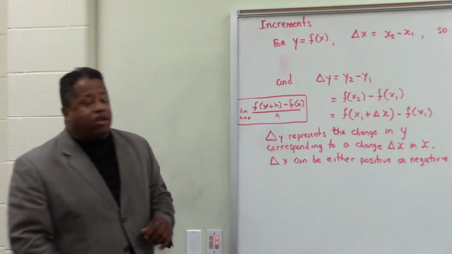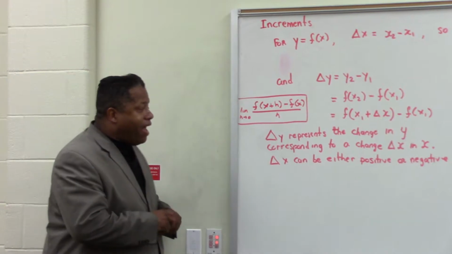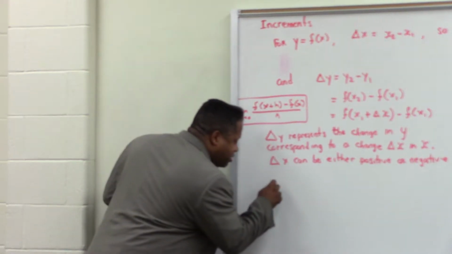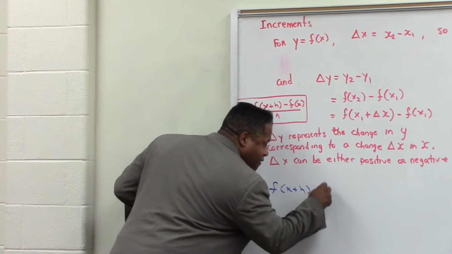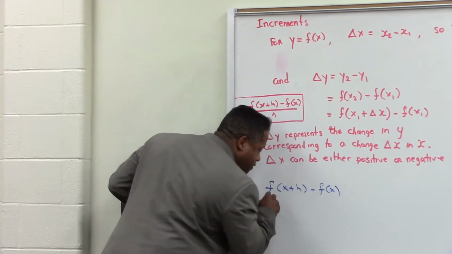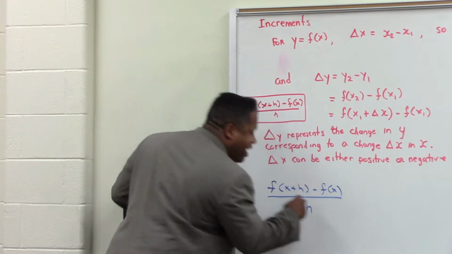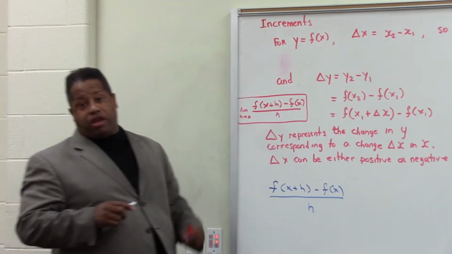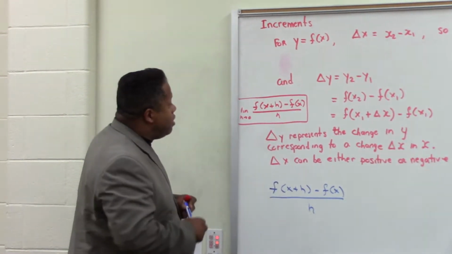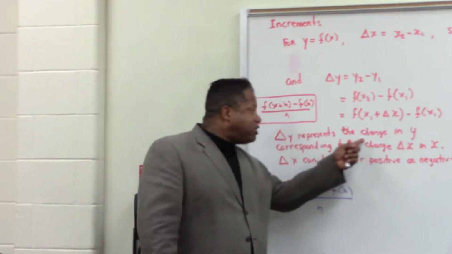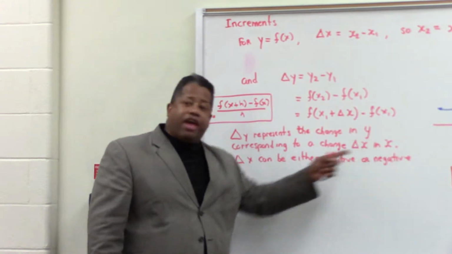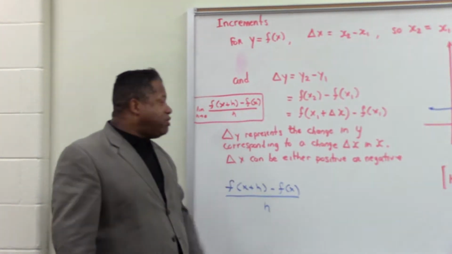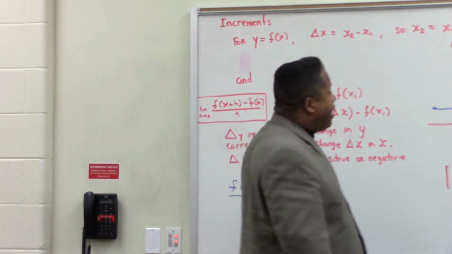and you'll find this thing called the instantaneous rate of change. Now, when you have just this representation here, f of x plus h minus f of x divided by h, that's considered the rate of change. So delta y will represent the change in y corresponding to the change of delta x in x. And delta x can be either positive or negative.